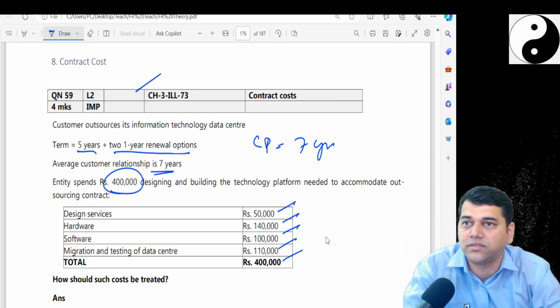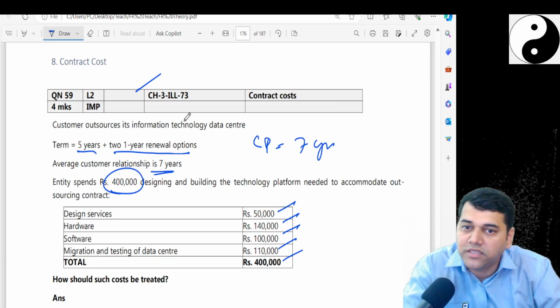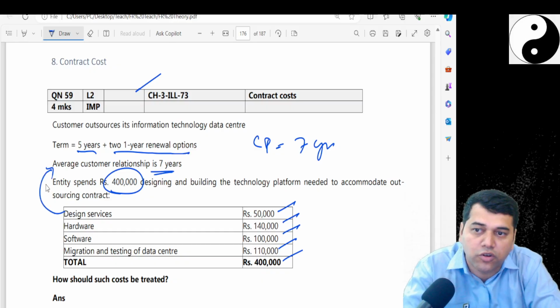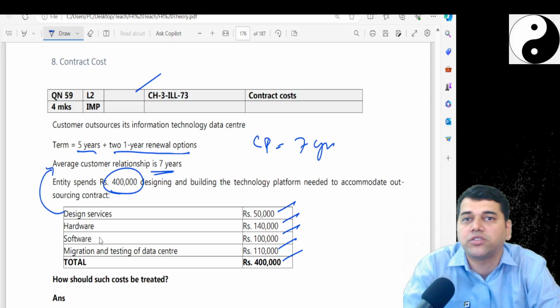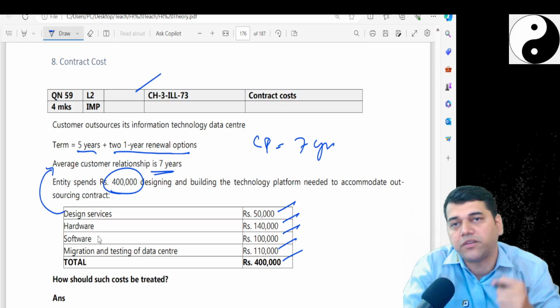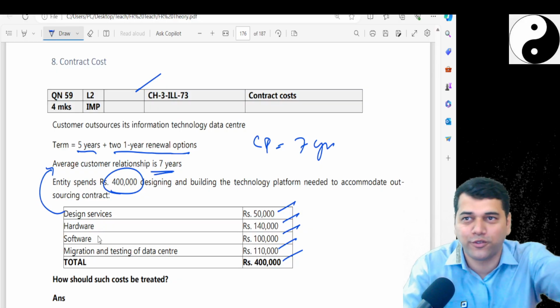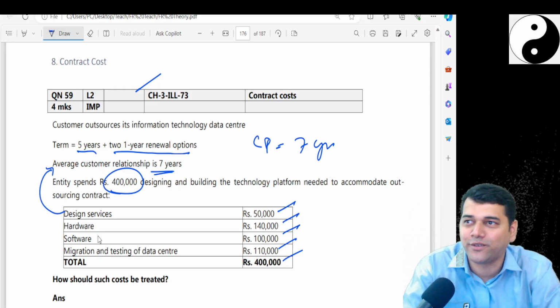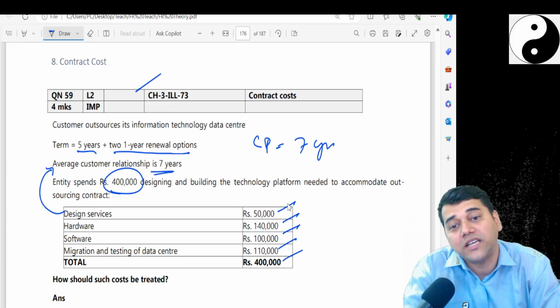Design services. How do you treat this? Now, is this design specifically for this contract? Is it a contract acquisition cost or fulfillment cost? Fulfillment. Are you planning to recover this money from the client? No, out of pocket, free of cost you give. You will not charge. This is your cost of the contract. Okay. So, how do you treat it, and is it covered by any other standard?